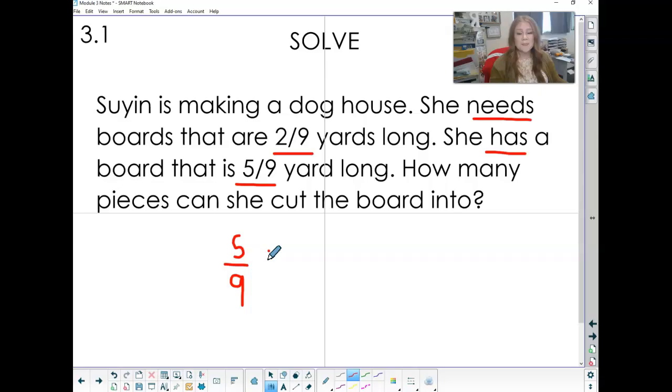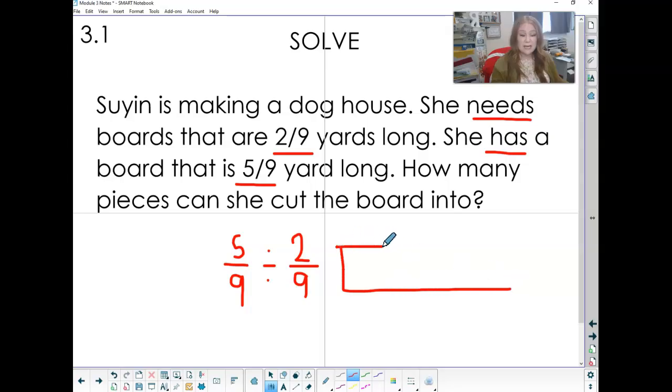2/9. A common mistake I see a lot is that everybody just wants to take the first number and divide it by the second number they read, but that's not what the problem was telling us. It told us that she has a board that's 5/9. She needs 2/9. So we're going to draw that picture out.